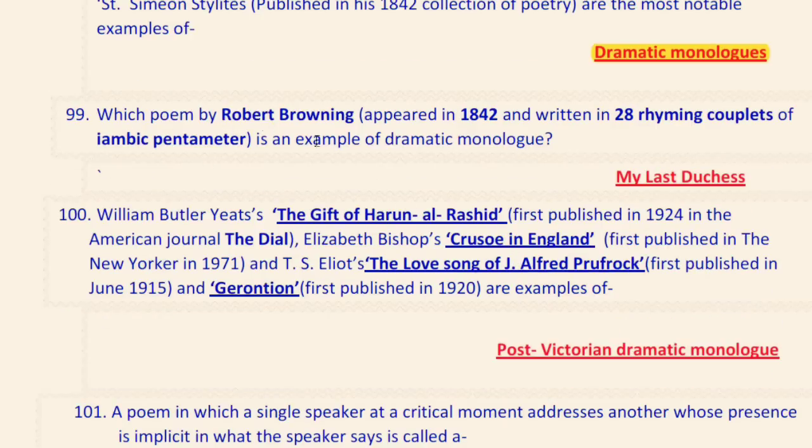Which poem by Robert Browning appeared in 1842 and, written in 28 rhyming couplets of iambic pentameter, is an example of dramatic monologue? The answer is My Last Duchess.